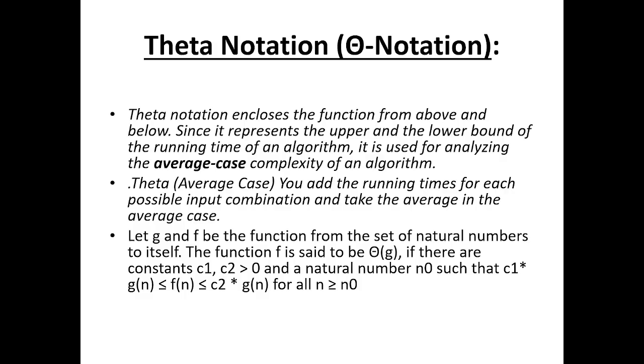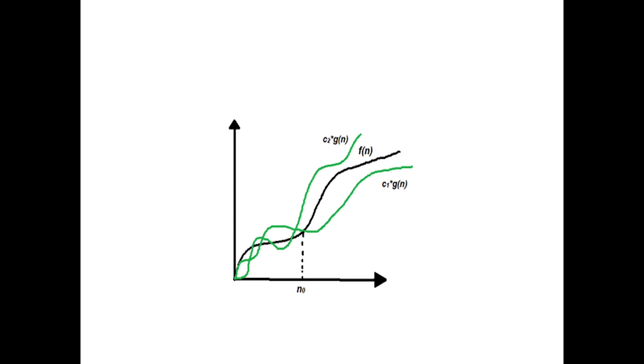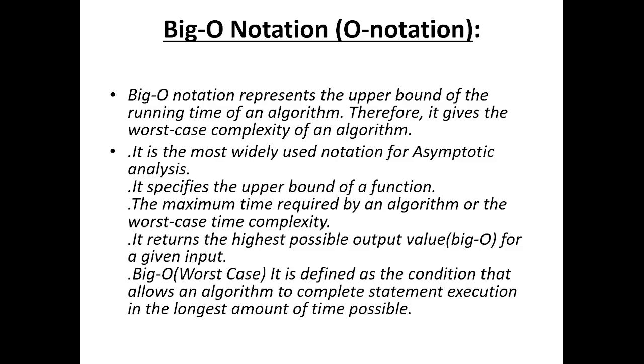The first, theta notation, represents the upper and the lower bound of the algorithm's running time. It is mainly used for calculating the average case complexity. For example, it can be represented as the function f of n lies between the g of n and the t of n, because it represents that the function lies between the upper bound and the lower bound of the algorithm. So next, the big O.